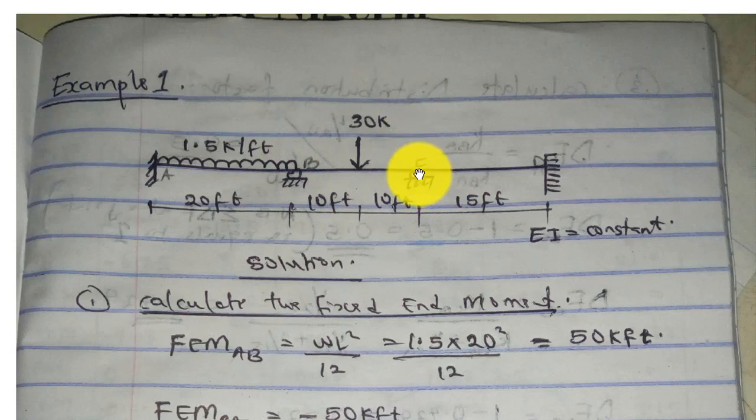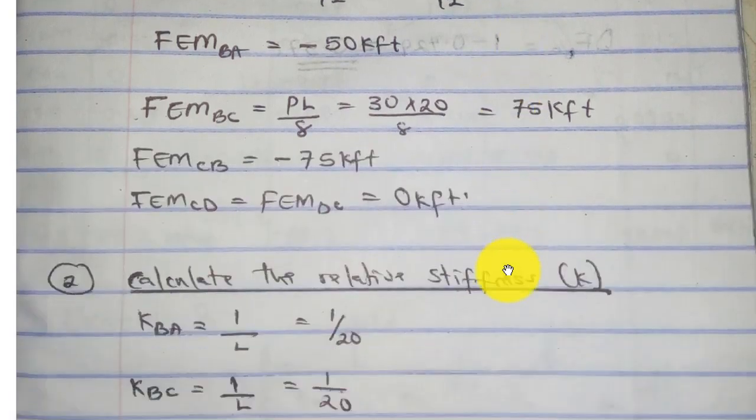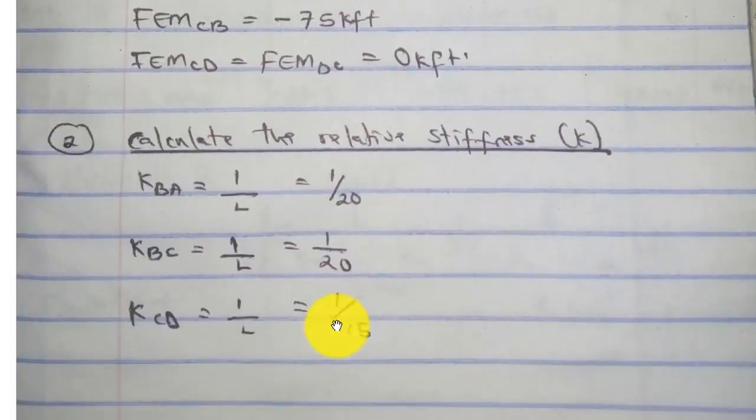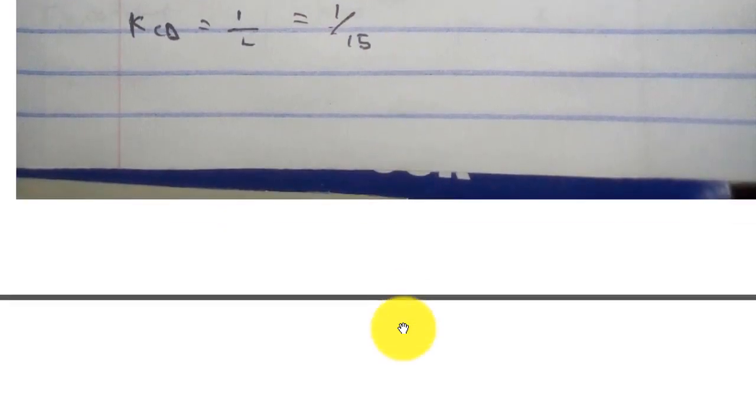Then KCD, of course, it is fixed. This is obvious. So that's 1 over 15. So we are done with the relative stiffness. Then we now go to what? Distribution factor.